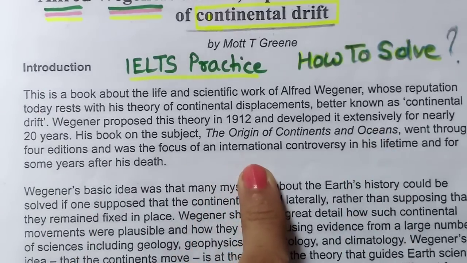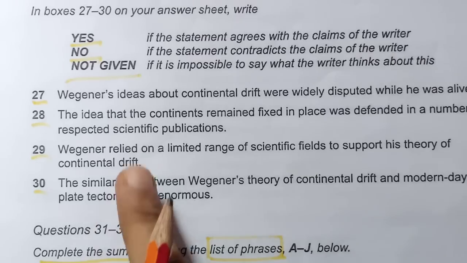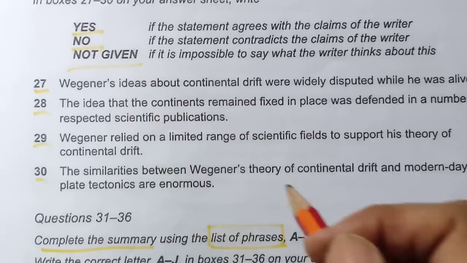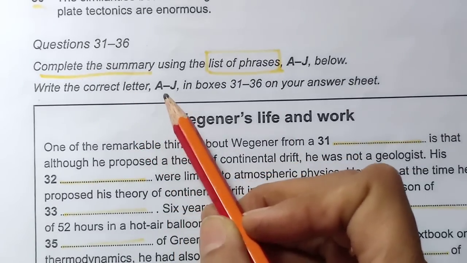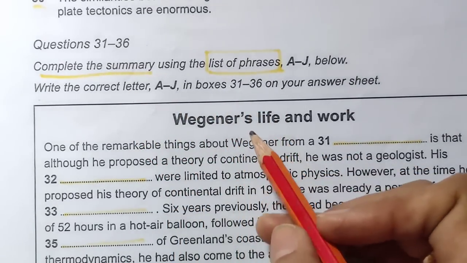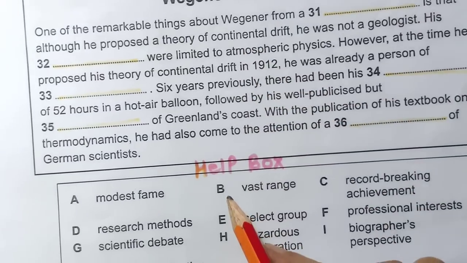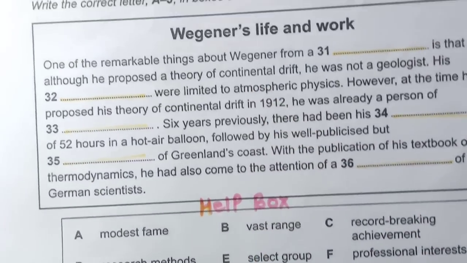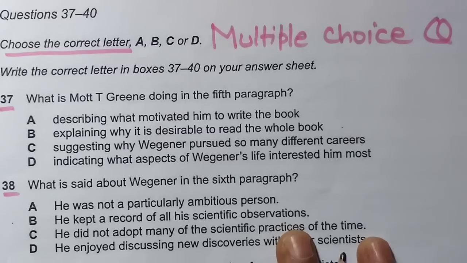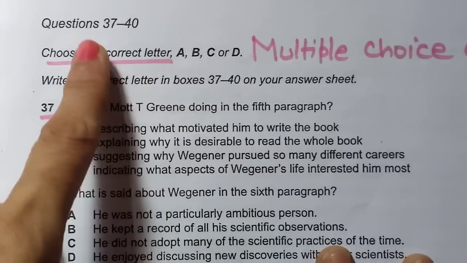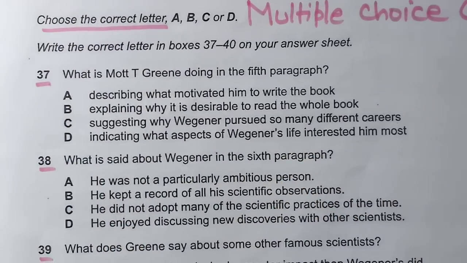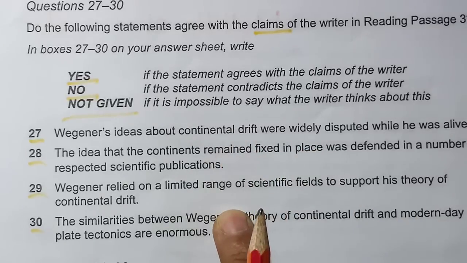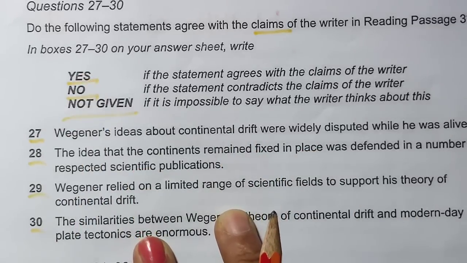Now let's look at the types of questions. First type of question we have is yes, no, not given. Next, we have complete the summary using the list of phrases, and of course a help box is there. Last type is multiple choice questions, the last four questions. Now, what is your choice? What question are you going to start first? Definitely, I will follow the flow of the reading passage.